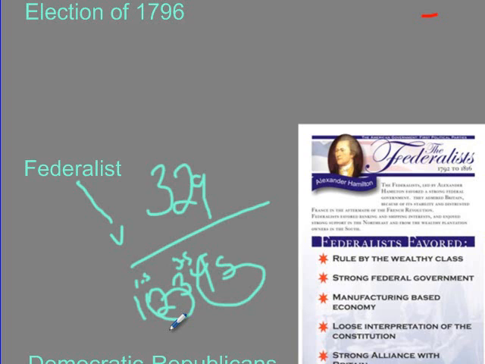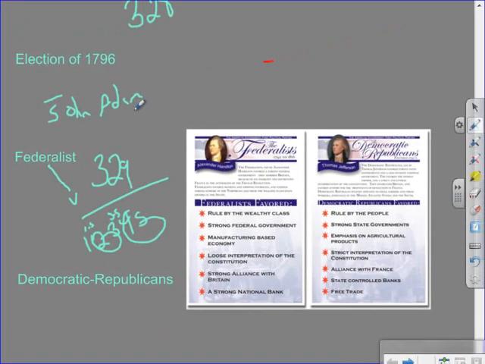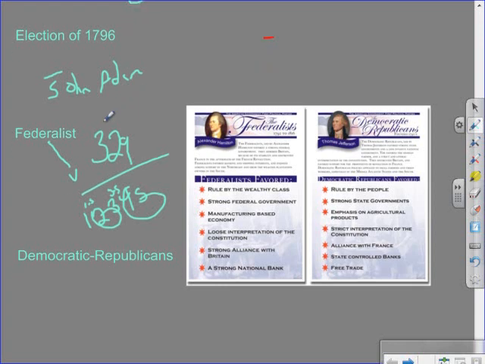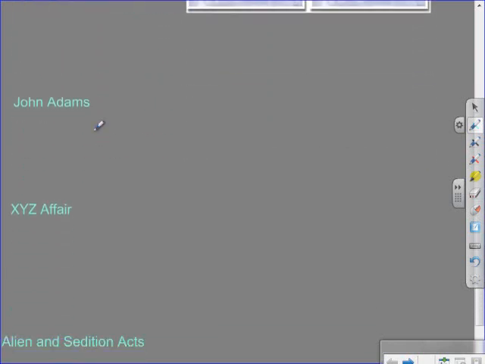But the Federalists and the Democratic Republicans compete in the election of 96, and it ends up where John Adams is the winner. So John Adams wins, and Thomas Jefferson is the first runner-up, or he comes in second. At this time in elections, when somebody becomes the first runner-up, or second place, that's how they choose the vice president. So Thomas Jefferson becomes vice president in 96 because he was second in the overall election. So John Adams wins the election of 1796.